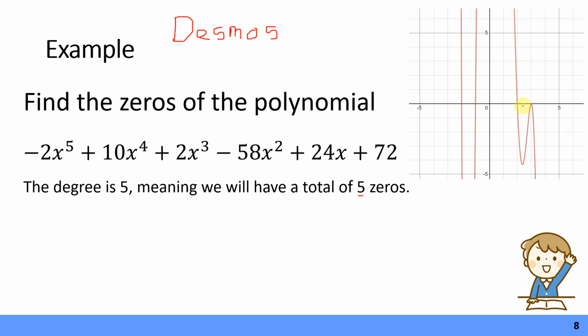So what you're going to do is look for x-intercepts. Remember, zeros is the same thing as x-intercepts or roots or solutions. They all mean the same thing. So let's come over here. Let's see how many answers the graph gives us.